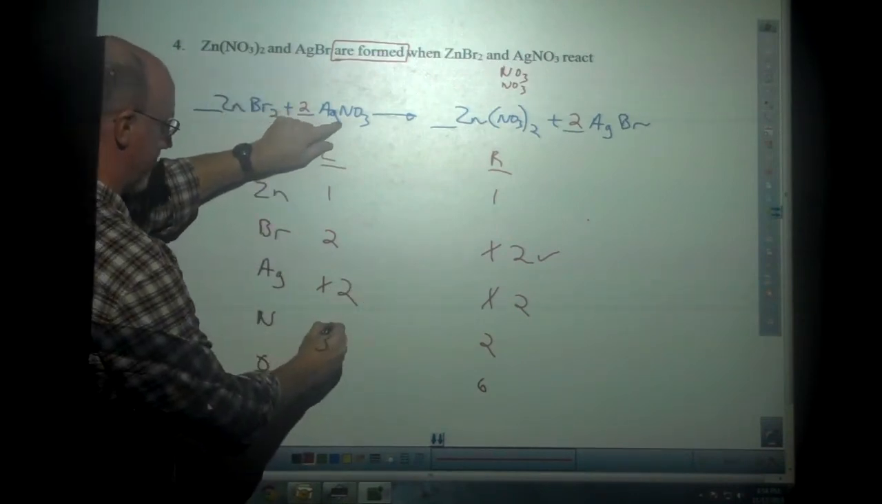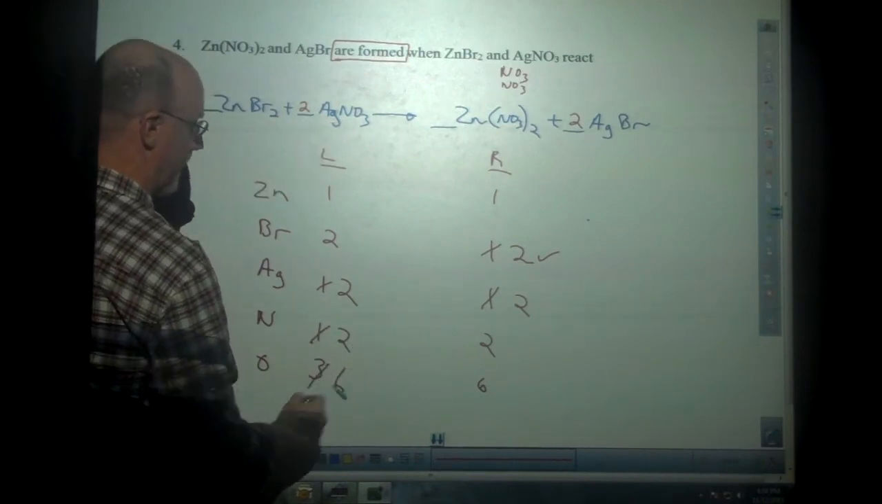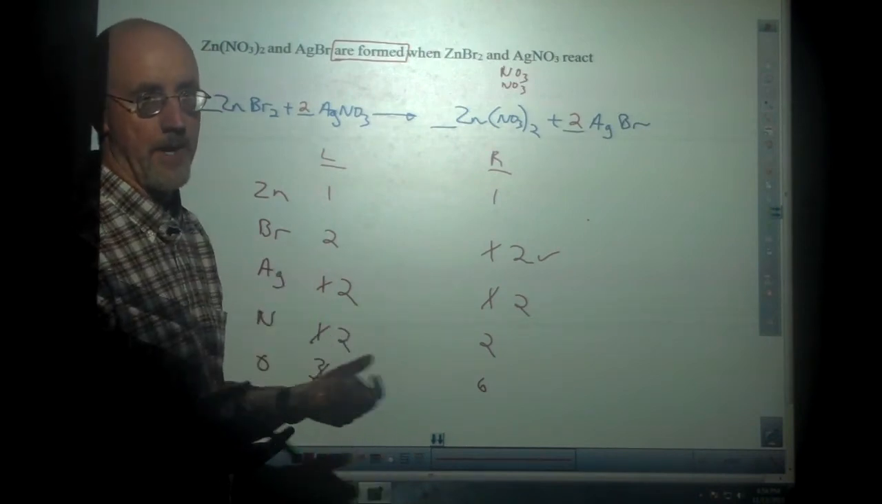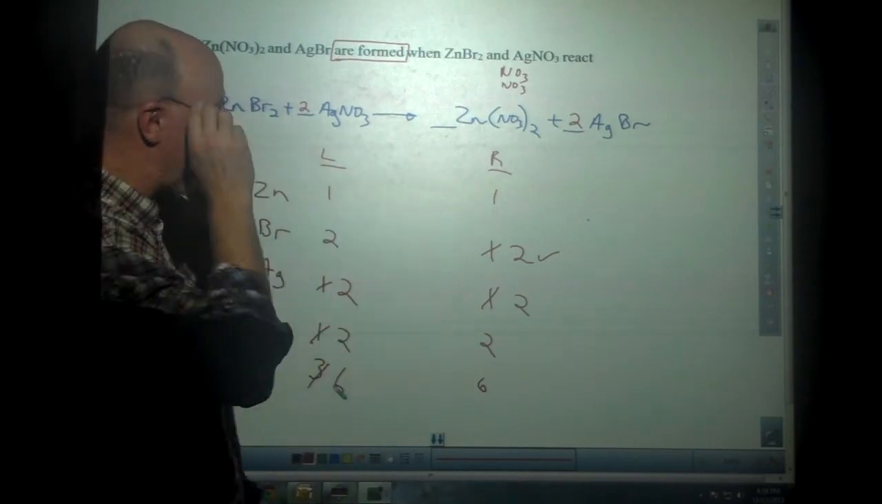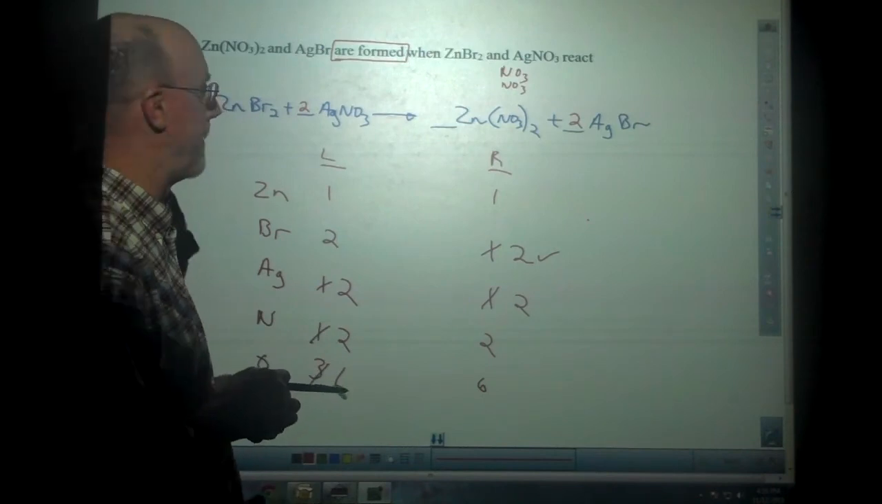That gives me 2 nitrogens. 2 times 3 is 6 oxygens. Oh, look at that. So it just fell into place. And obviously, if it starts doing that for you, you're headed in the right direction. Sometimes you just make a change or two, or add a coefficient or two, and it'll just fall into place for you.